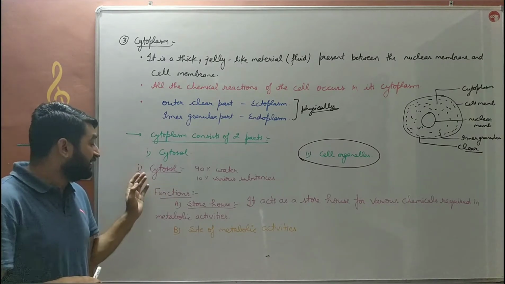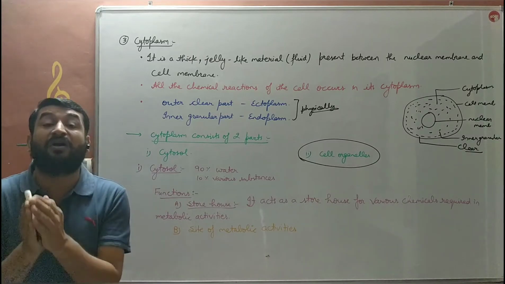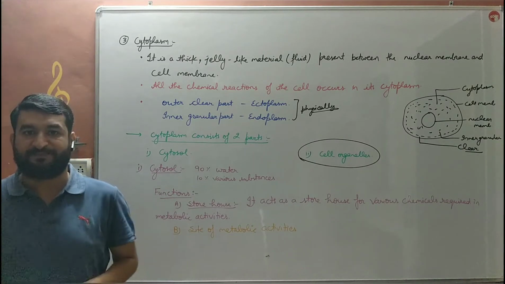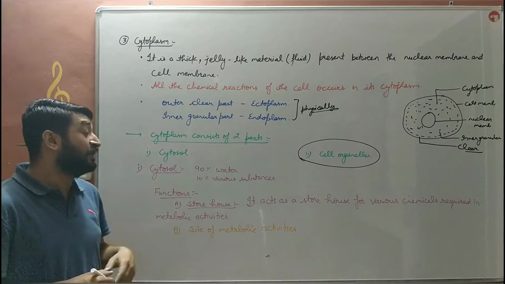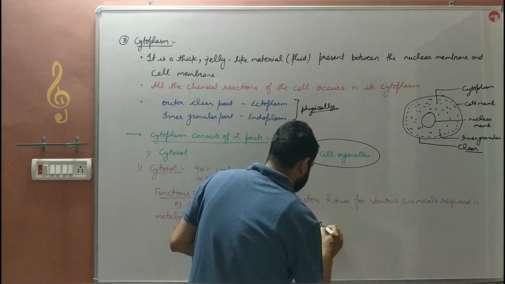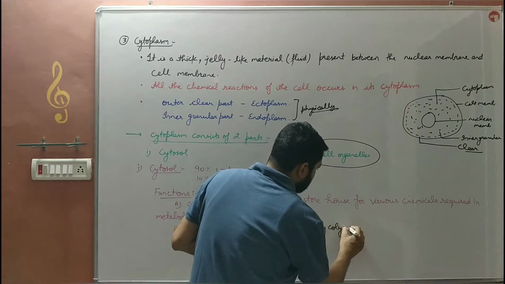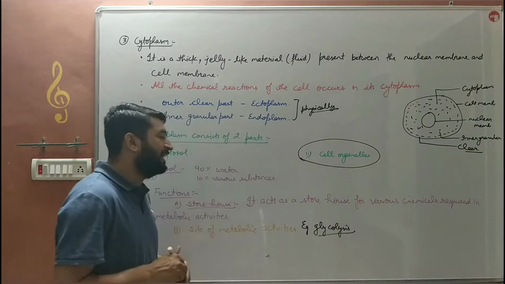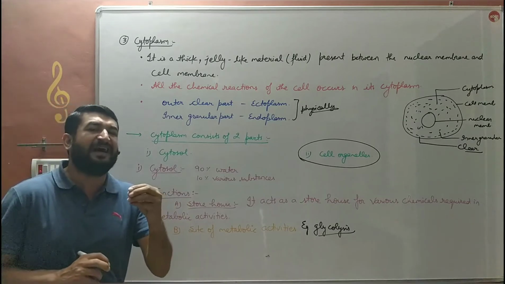Next, cytosol is the site of metabolic activities. Some metabolic activities do take place in the cytosol, for example glycolysis, that you will study in your higher classes in detail. I just give you a rough idea of it.